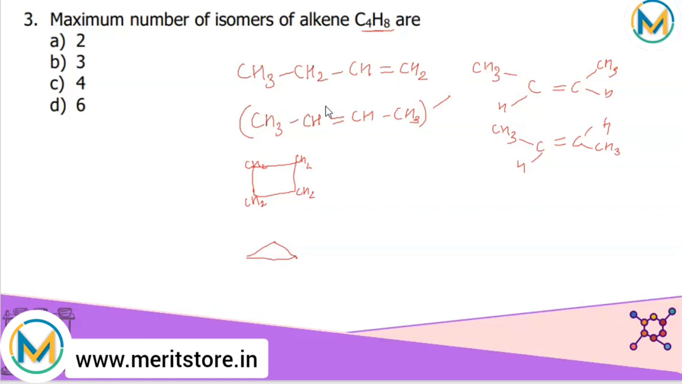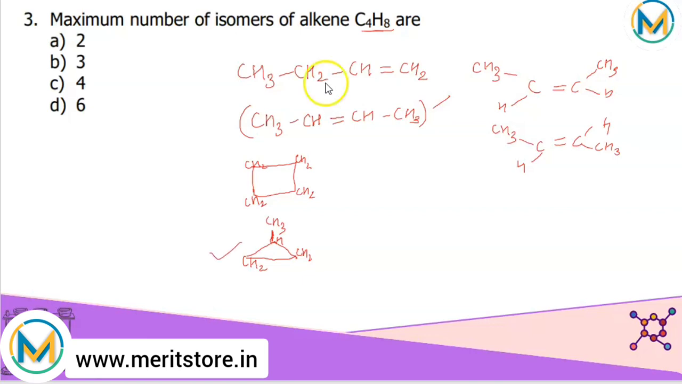We can also have a three carbon cycle chain with one branch of CH3. So here we can have CH, CH2 and CH2. Count the carbons. There are 4 carbons. 3 plus 1, 4. 5, 6, 7, 8. So this also has the same molecular formula.